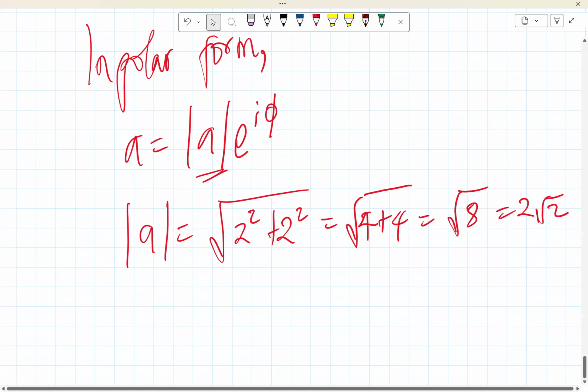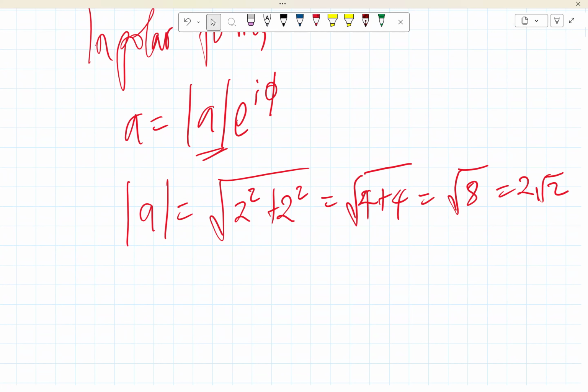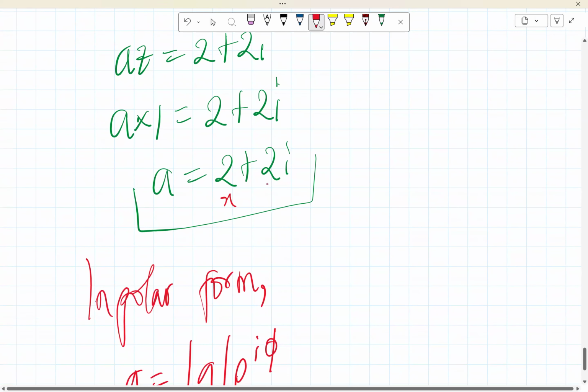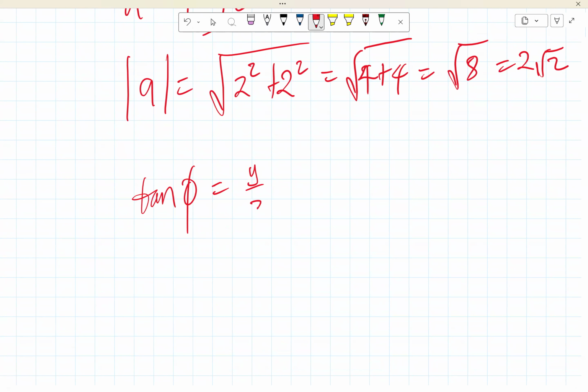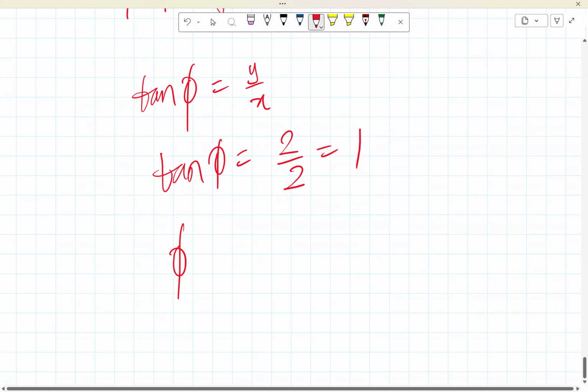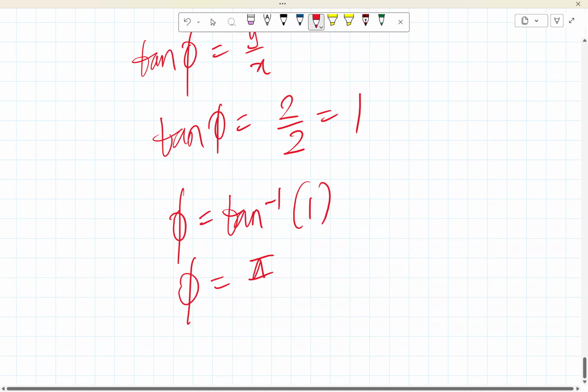Then for the phi now, we know that tan theta is equal to y over x. This is x, this is y. So we know that tan theta, or tan phi rather, is y over x. That means that tan phi is 2 over 2, which is 1. So that means that phi itself is arctan of 1. And tan 45 gives 1, right? So phi is 45 degrees, which is pi over 4.